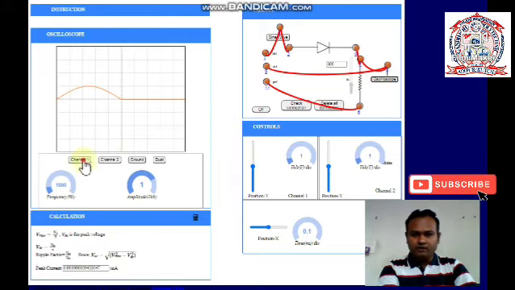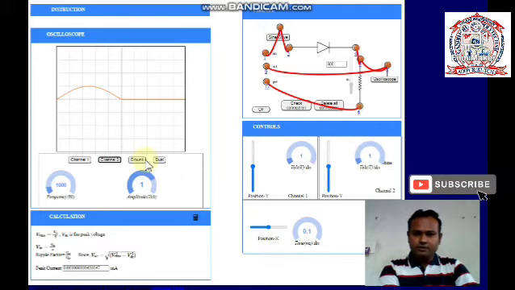Here students, you can see channel 1 input signal, that is a sine wave, and its frequency is 1000 Hertz, means 1 kilohertz, and amplitude is 1 volt. We can also see the output of the circuit from channel 2. Here you can see the rectified output of the circuit. We can see the output only in the positive half cycle.